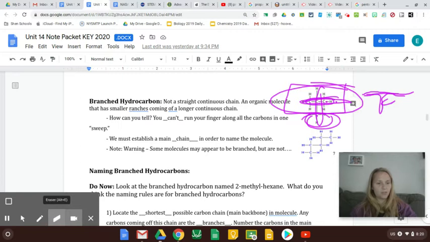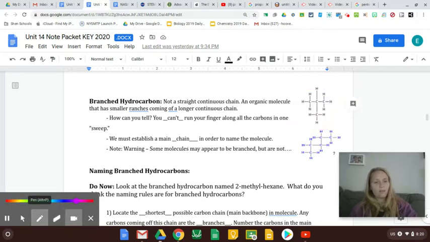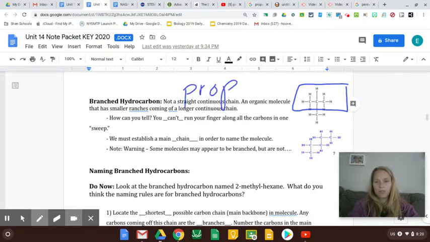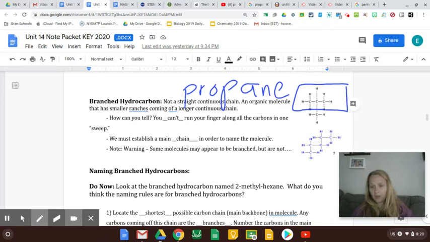So let me erase my little doodles there. So I go, okay, this main longer chain is 3 carbons long. So 3 is prop. It's all single bonds, so ane, so it's propane. I don't need a number to say where the double or triple bond is because there isn't one.